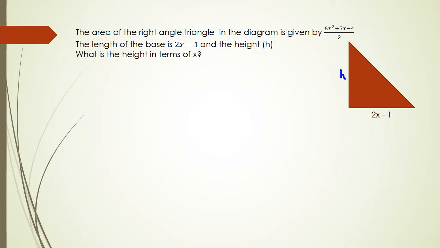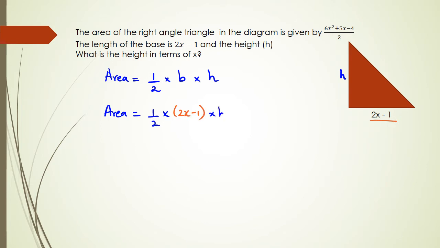Alright, I'm assuming you've had a crack at this. If you thought of factorizing the area, you were on the right track. But let's have a look at how to actually do this particular question. So we know that area of the triangle can be written as half multiplied by base multiplied by height. Now in this particular case we know what the base is. The base is 2x minus 1, and we're trying to figure out what the height is.